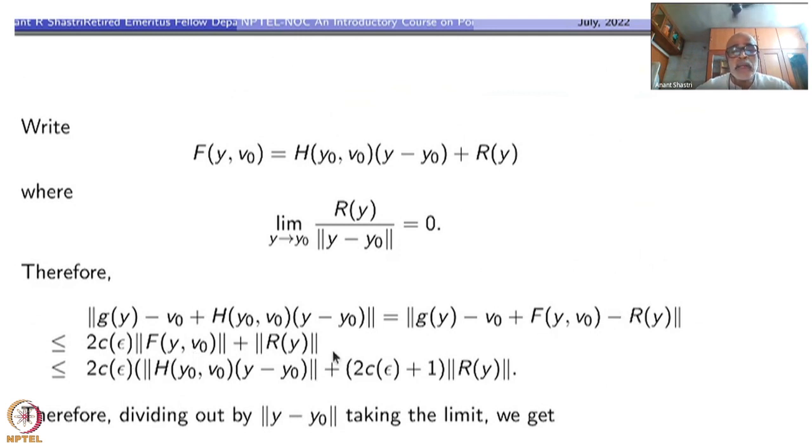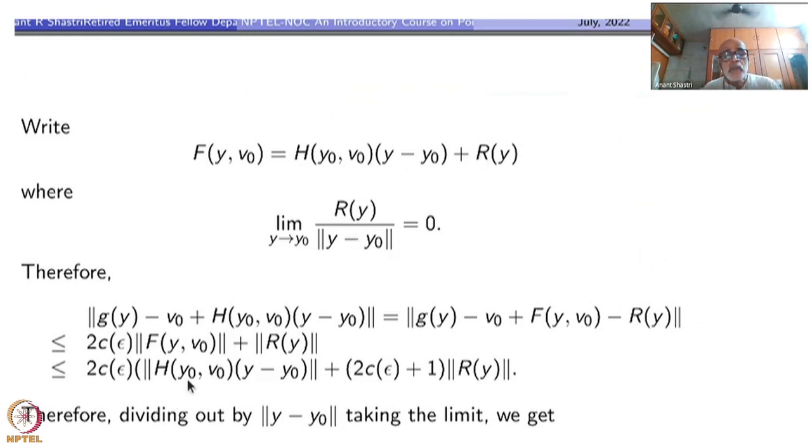Therefore, I can add plus norm of ry. This is the triangle inequality. This term is less than or equal to this term plus this term: twice C epsilon norm of F_y v naught plus norm of ry. But that is the same thing as now, we go back. F_y v naught is this plus this.